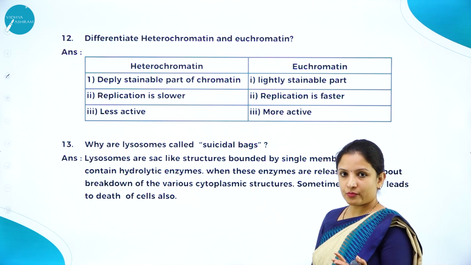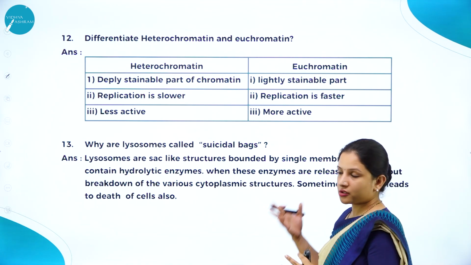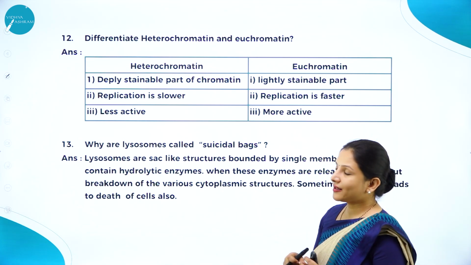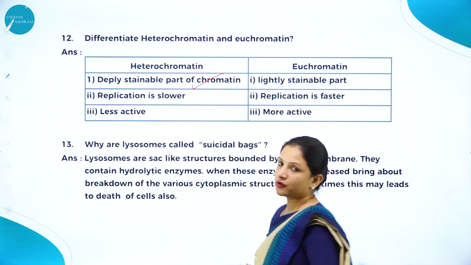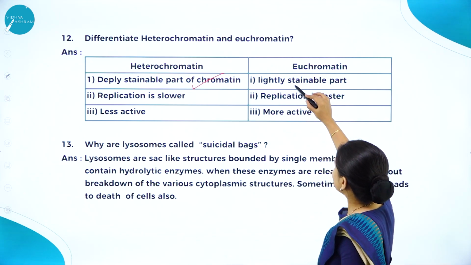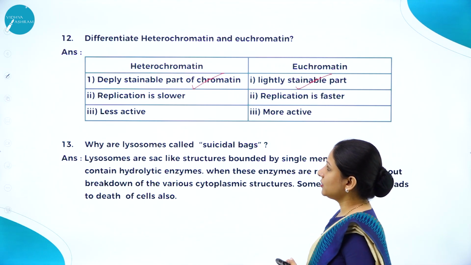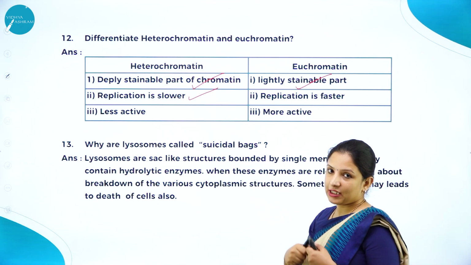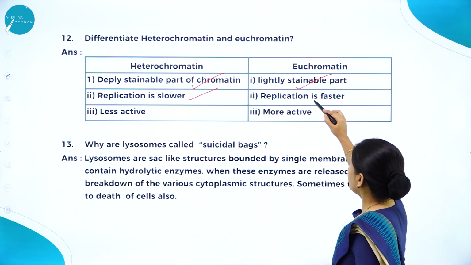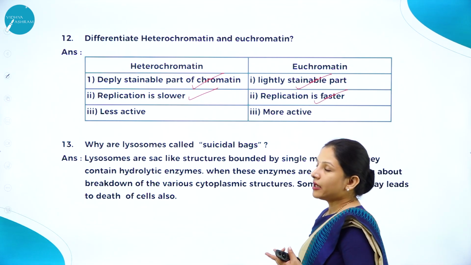So heterochromatin on one end, euchromatin on the other. Heterochromatin is the deeply stained or deeply stainable part of the chromatin. Euchromatin is the lightly stainable part of the chromatin. Heterochromatin replication is slower. Why? Because they are tightly packed. So that is why. Euchromatin replication is faster.